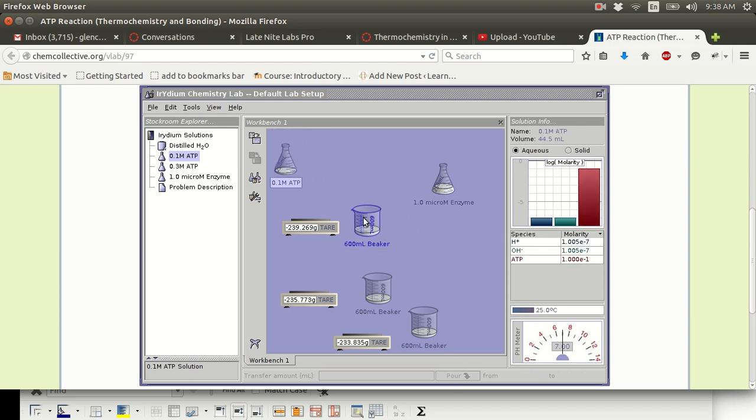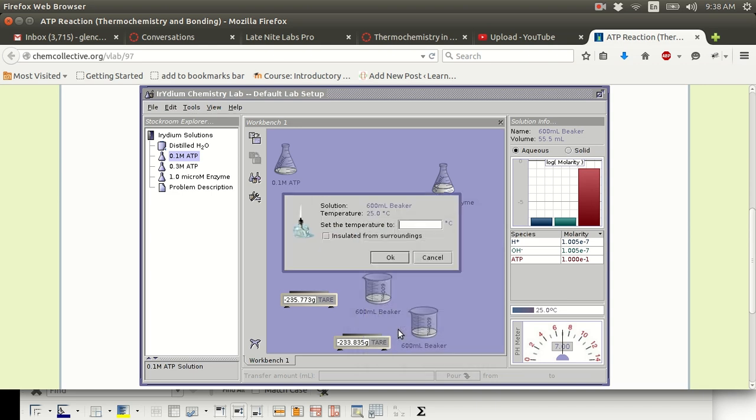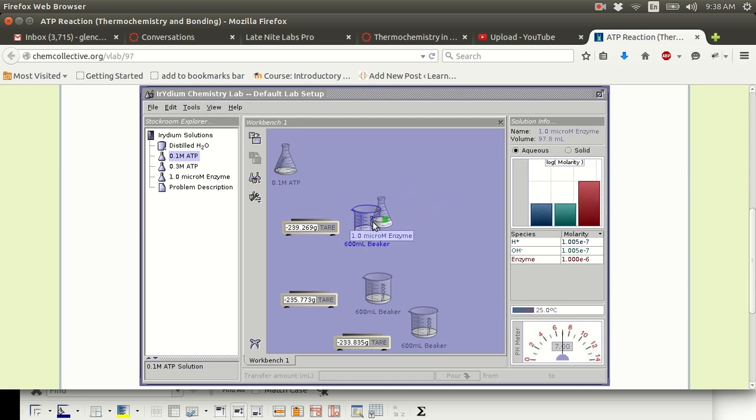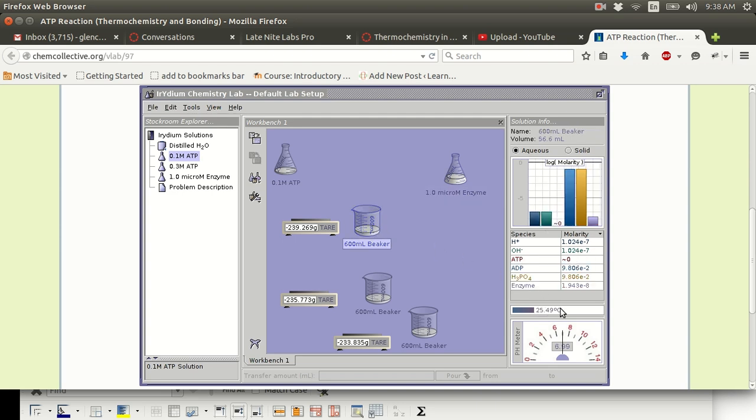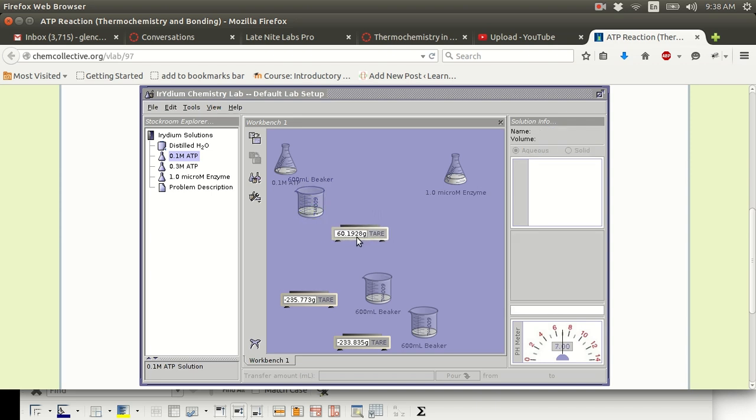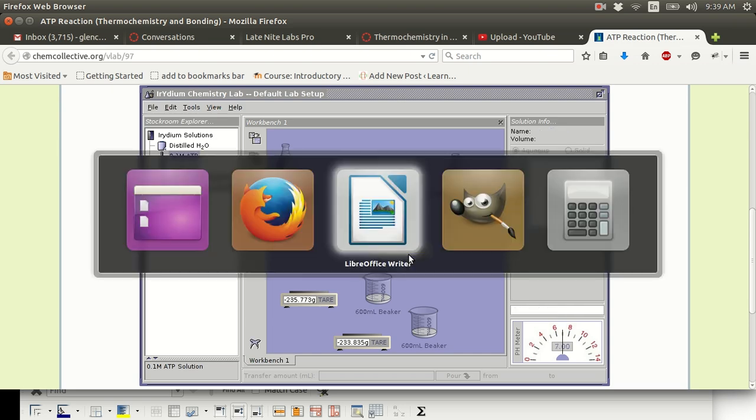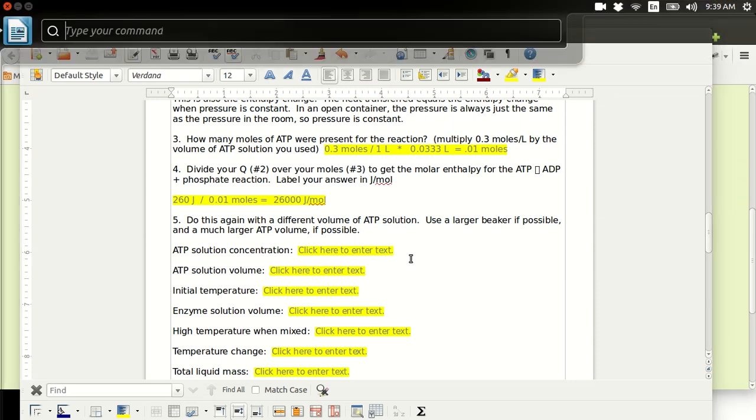And now, just to make this easier on myself, I'm going to set the thermal properties to insulated. And now I'm going to add that same enzyme, 1.1 milliliters. You can add whatever amount of enzyme you want. And boom, there it is, 25.49. I'm going to take the mass of this. What is that? 60.1928.